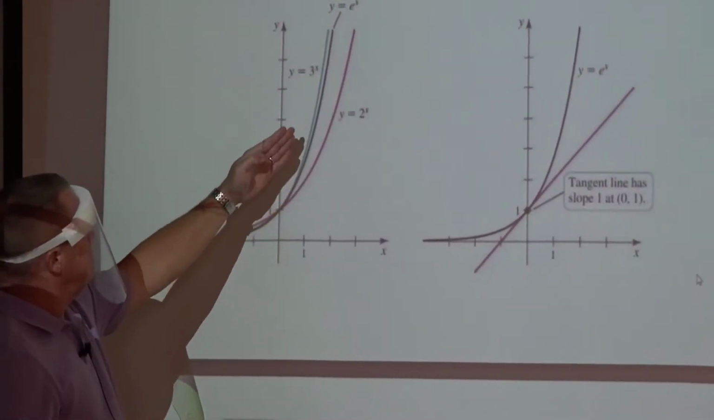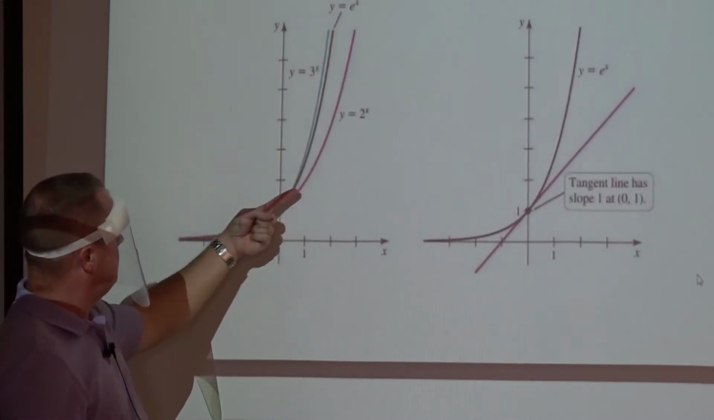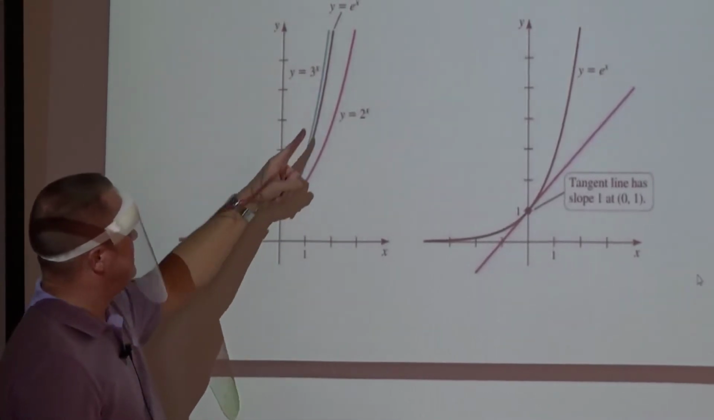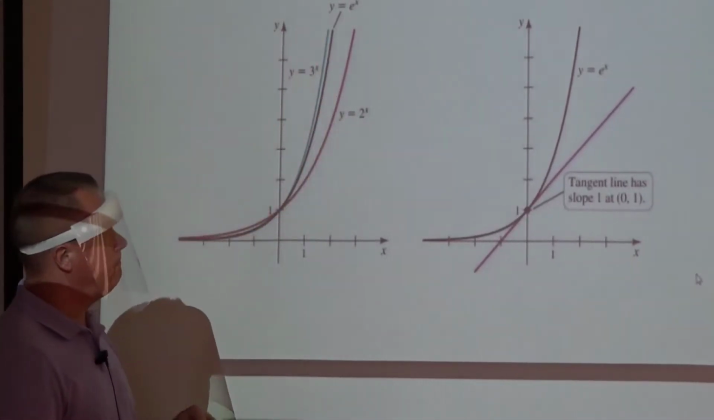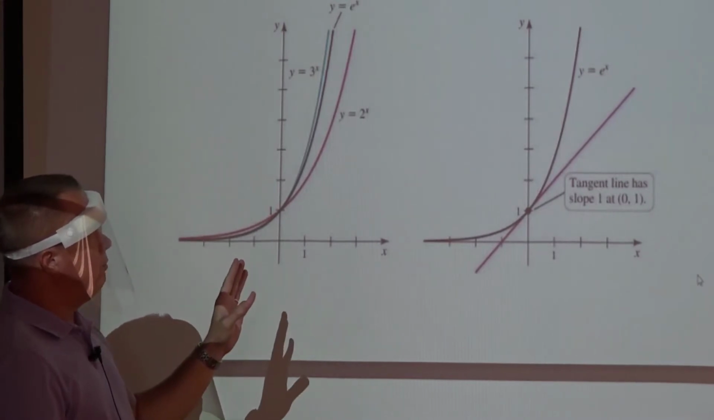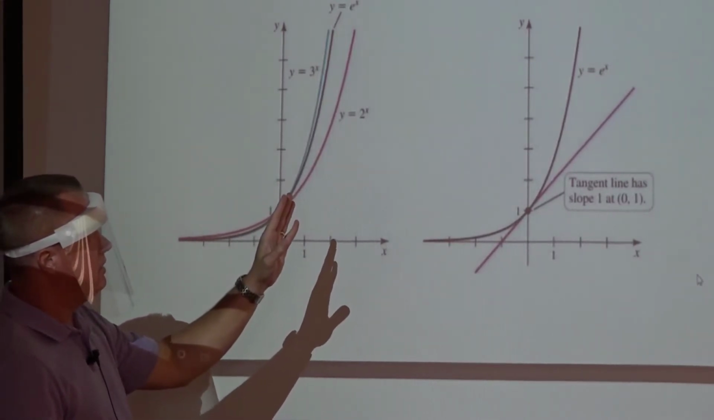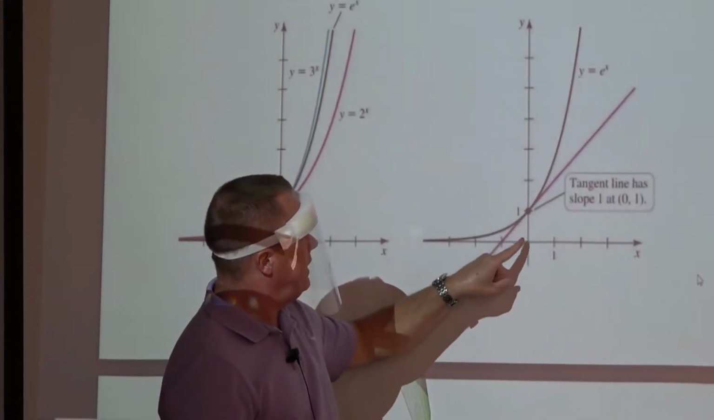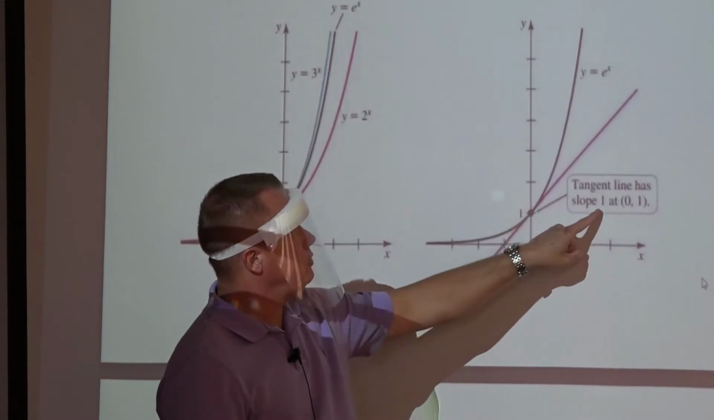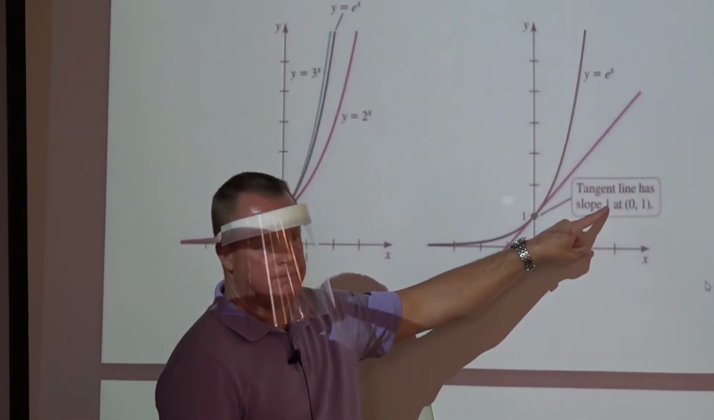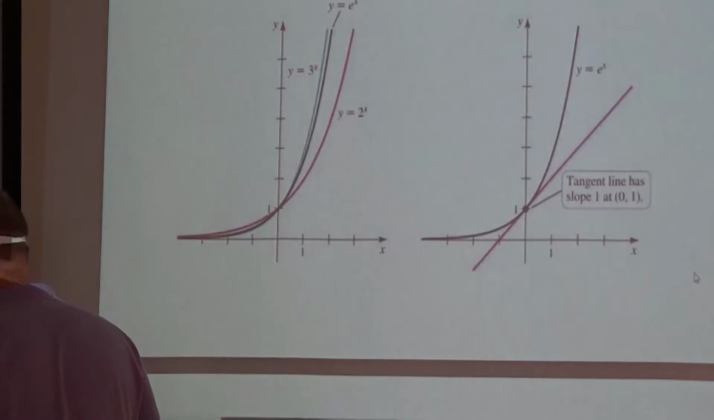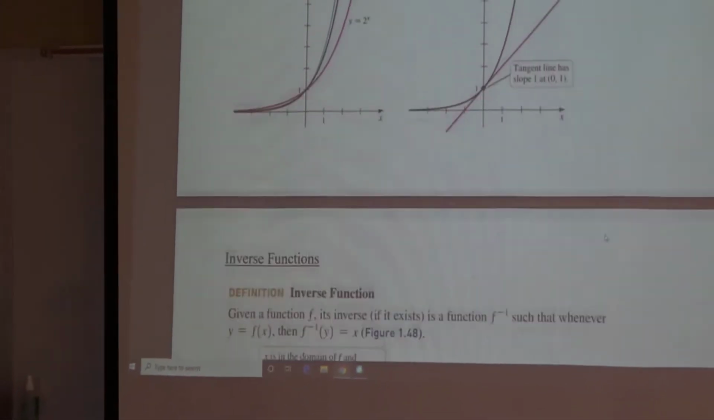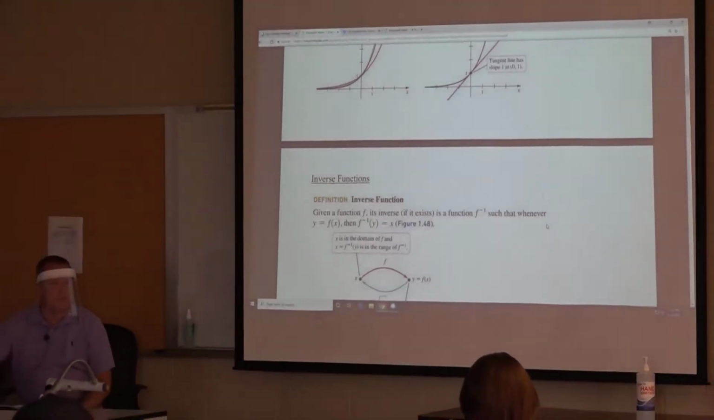The shape of the graph is the same. So if the red one here was 2 to the x, and the blue one was 3 to the x, e to the x would be somewhere between the two. Now, one thing about y equals e to the x is that the tangent line at (0, 1) actually has a slope of 1. That's something we'll talk more about later, tangent lines and things. All right, that's exponential. Questions about that?